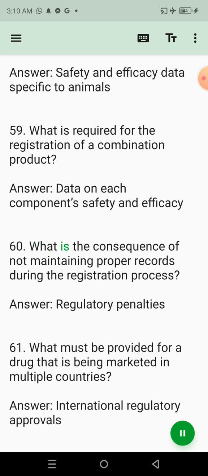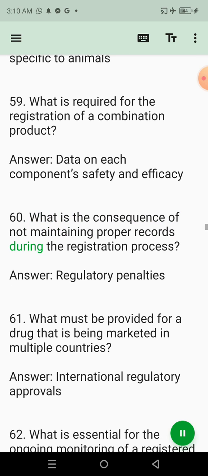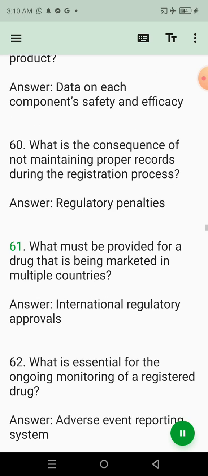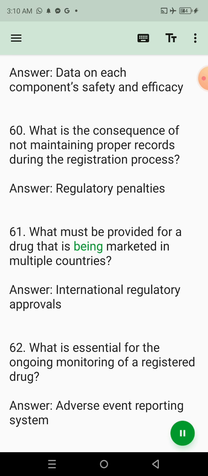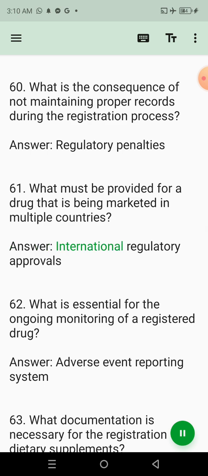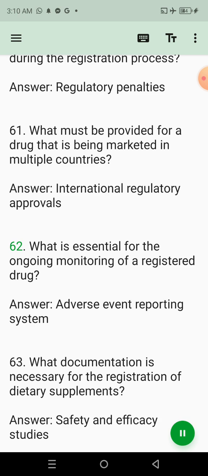60. What is the consequence of not maintaining proper records during the registration process? Answer: Regulatory penalties. 61. What must be provided for a drug that is being marketed in multiple countries? Answer: International regulatory approvals.